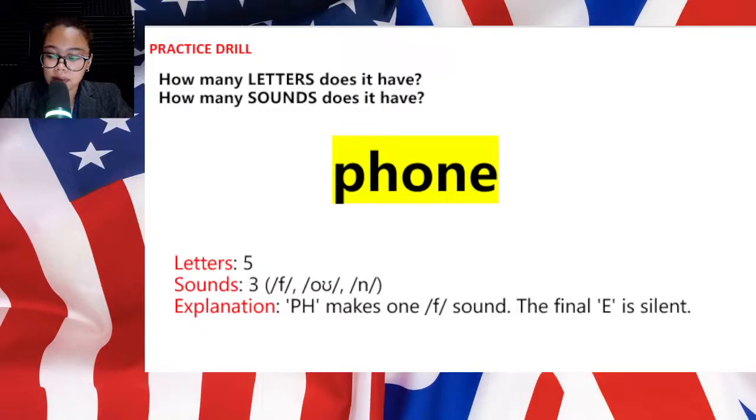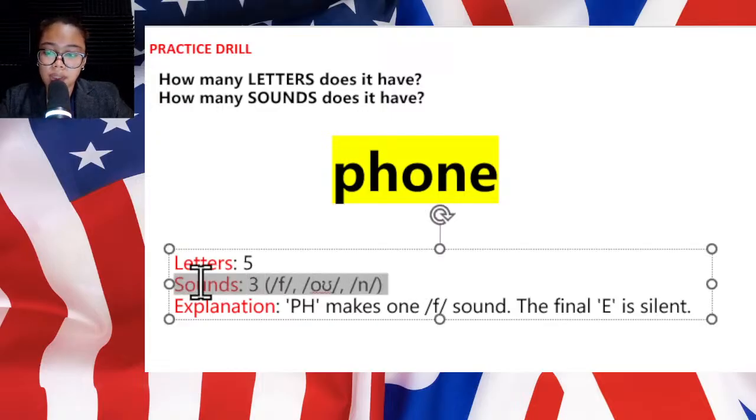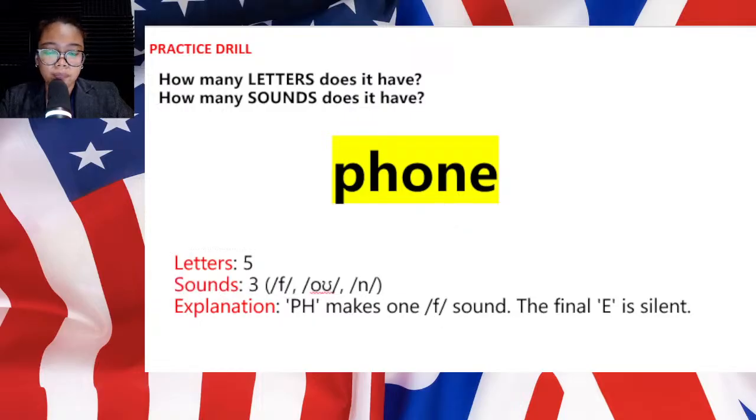Here, sound refers to the sounds that the letters make. This is where our understanding of the letter-sound mismatch comes in handy. When we say phone, we actually make only three distinct sounds. So let's break them down. Here are the three sounds. The first sound is the letter F sound.